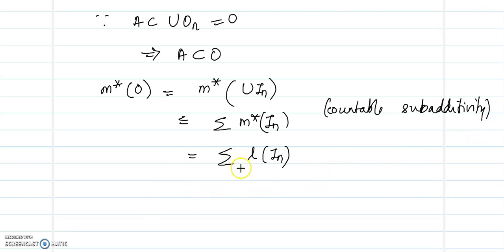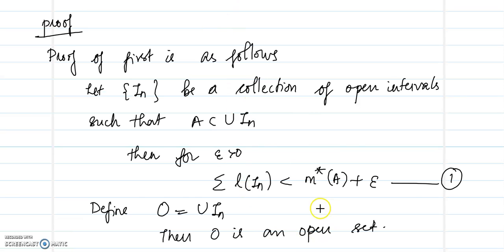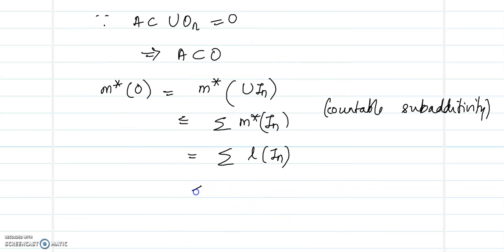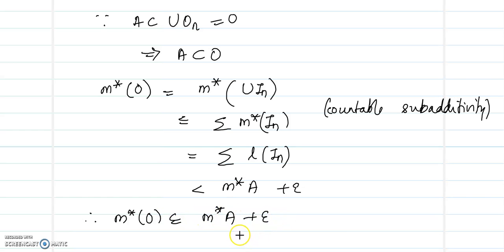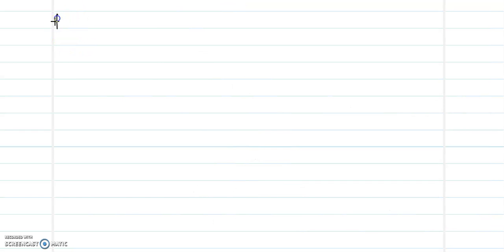Now we use equation 1. The summation of the length of I n is less than m star A plus epsilon. Therefore, we can conclude that m star of O is less than or equal to m star of A plus epsilon. So the first part is proved. So let us now look at the proof of the second part.